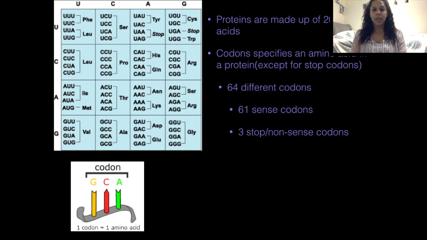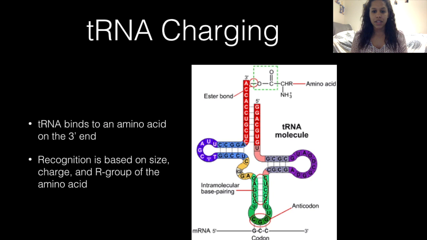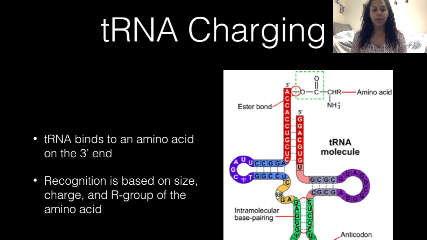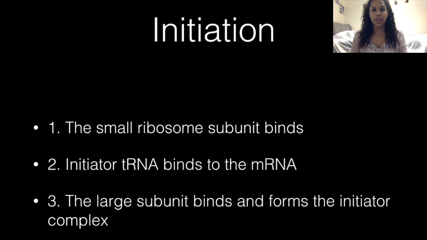So proteins are made of 20 amino acids, and then codons specify an amino acid in a protein, except for the stop codons. As you can see here in this picture, there are 64 different codons, 61 of them are sense codons, and 3 of them are nonsense codons. tRNA charging. So the tRNA binds to an amino acid on the 3' end, which you can see in this picture here. Recognition is based on size, charge, and R group of the amino acid.